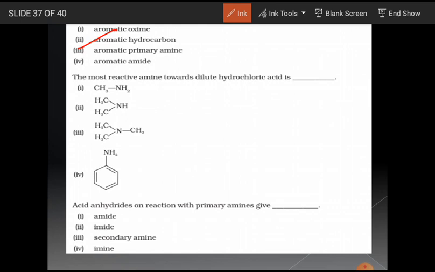Most reactive amine towards dilute hydrochloric acid. Towards dilute hydrochloric acid, it should be a tertiary amine. So that is important. It is following the order tertiary greater than secondary greater than primary. So greater the base strength of the base, greater will be its reactivity towards dilute HCl. Next, acid anhydrides on reaction with primary amines. What will it give? It will give us amide.